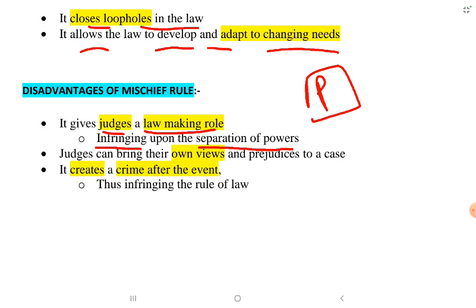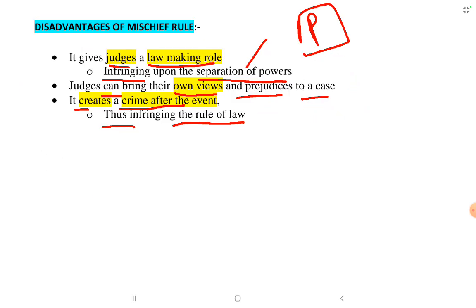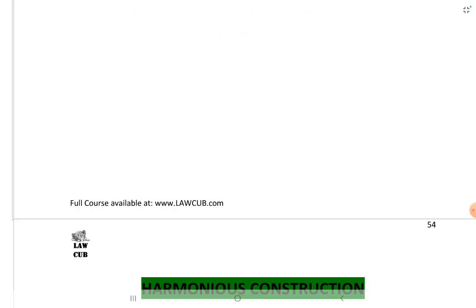The parliament makes the law, but here in a certain way judges are making law, therefore it is infringing upon the separation of powers. The judges can bring their own views and prejudices to a case. It creates a crime after the event, thus infringing the rule of law. These were the disadvantages of the mischief rule. So this was your mischief rule.